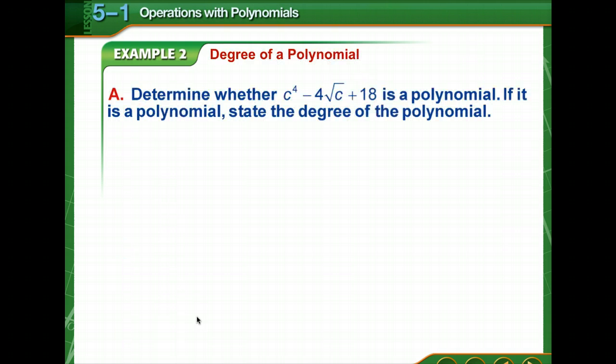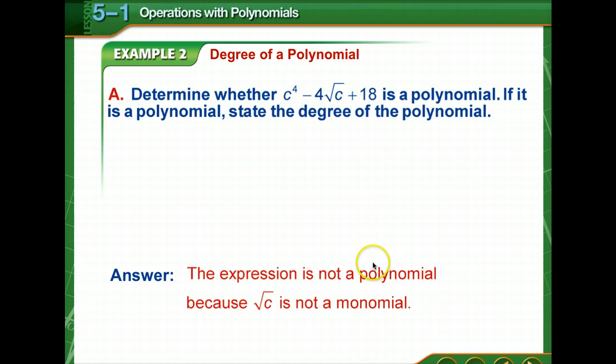Now the degree of a polynomial is the degree of the monomial with the greatest degree. But first of all, we have to determine whether or not this is a polynomial. So we have to look at each of the terms. And if we notice, we have 4 to the square root of c. So this expression is not a polynomial because the square root of c is not a monomial.